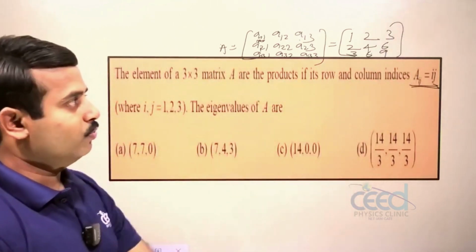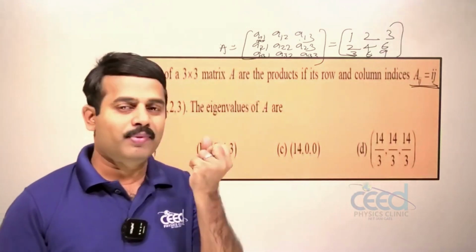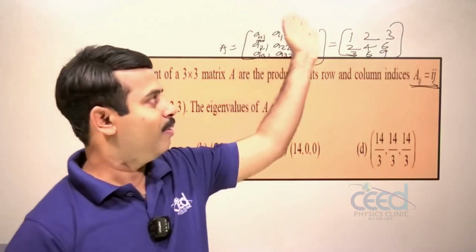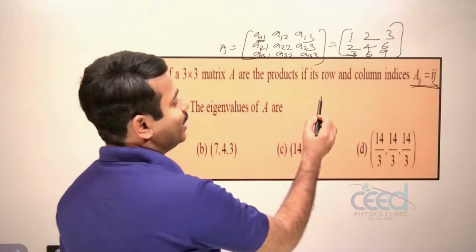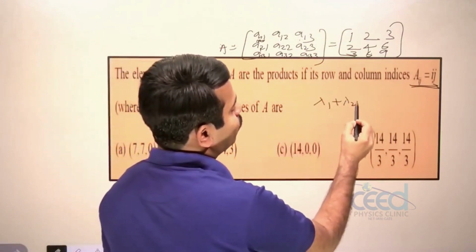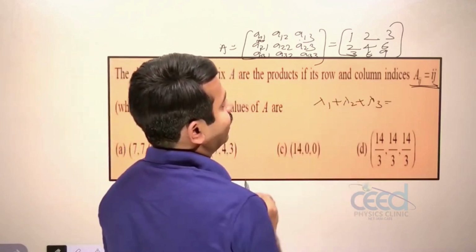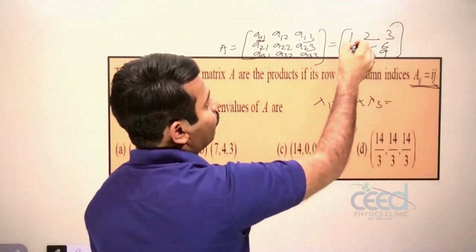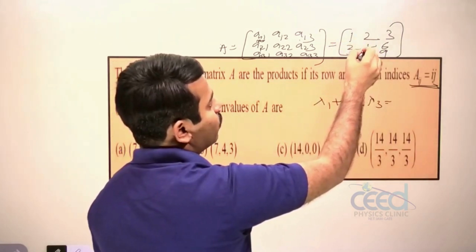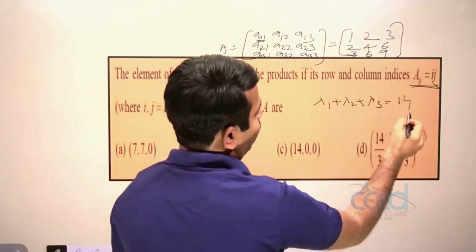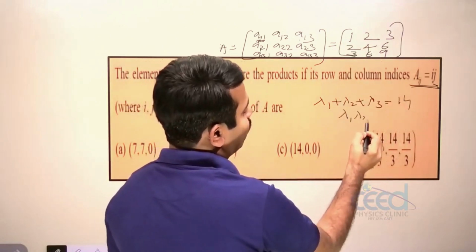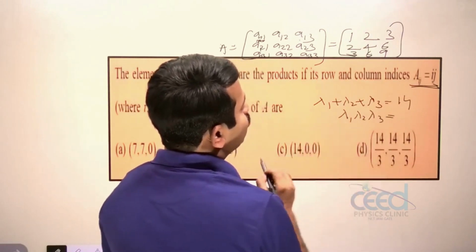Now what are the eigenvalues of this? We studied some tricks. Finding lambda 1 plus lambda 2 plus lambda 3, what do you get? 1 plus 4 plus 9. 9 plus 4 is 13, 13 plus 1 is 14. Okay, and the product of eigenvalues is the determinant.